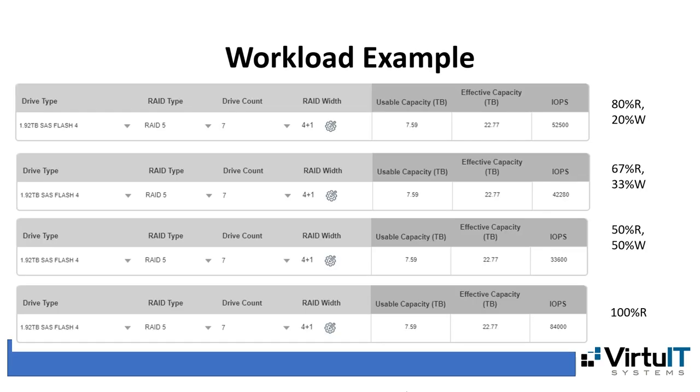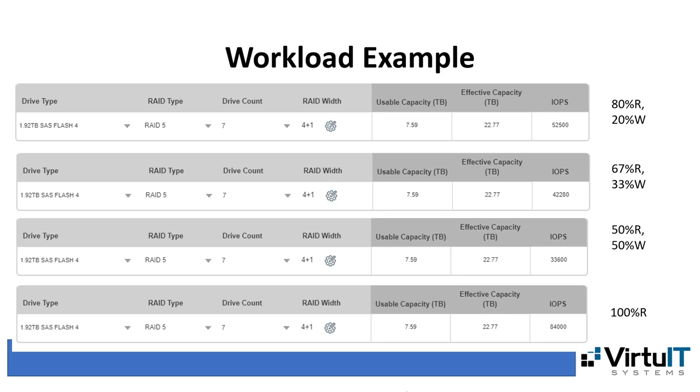So again, here are some examples. Now, what I did here is I left everything as RAID 5. So this again is our file system example, same 1.92 terabyte SSDs, RAID 5 configuration. They're the same number of SSDs in every one. So everyone has 7, they're all RAID 5, but what I changed was the workload profile. So the first example is the one that we've been working with, which is an 80% read and 20% write, and it generates 52,500 IOPS. And you can see that on the far right of these columns in this example.